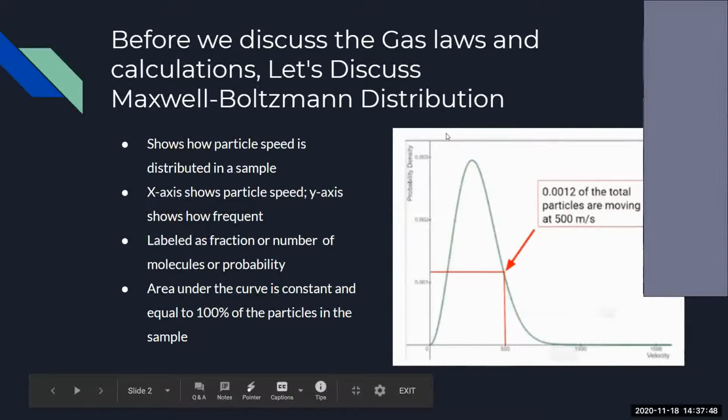The way you might read one of these graphs is you pick a certain speed or velocity, and you would just go up and see, okay, the amount of particles going 500 meters per second in this case would be like 0.0012.